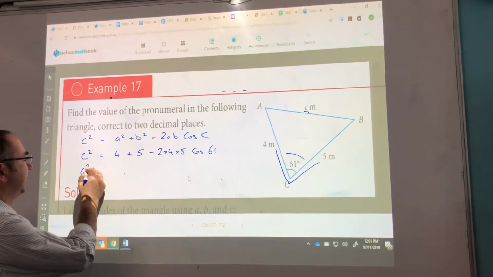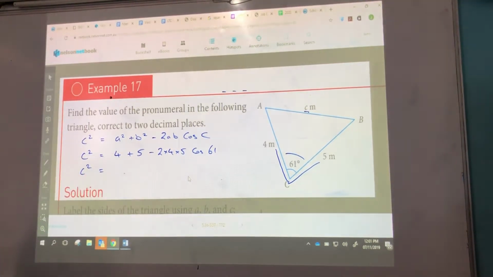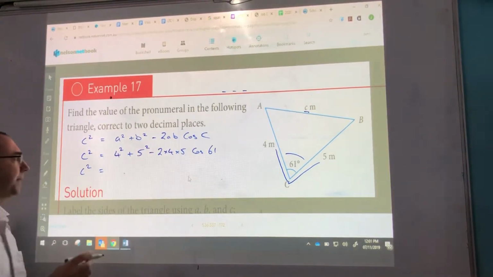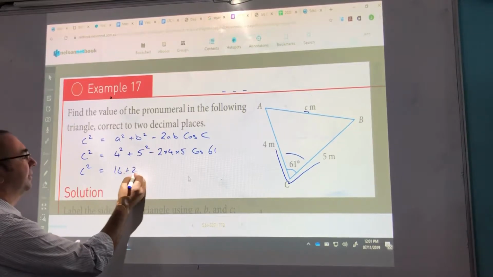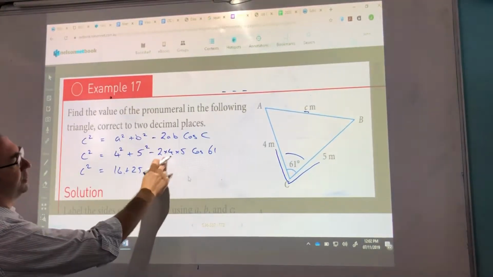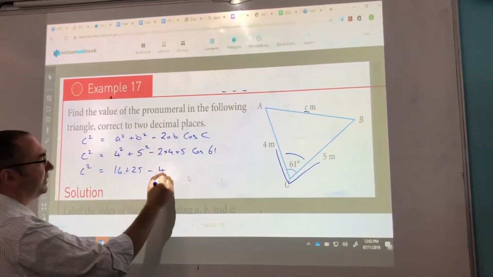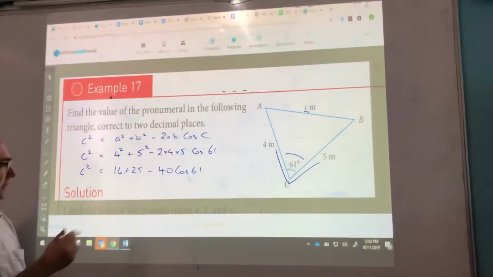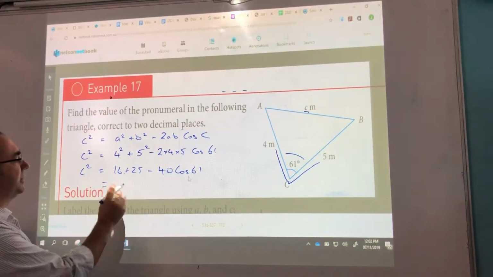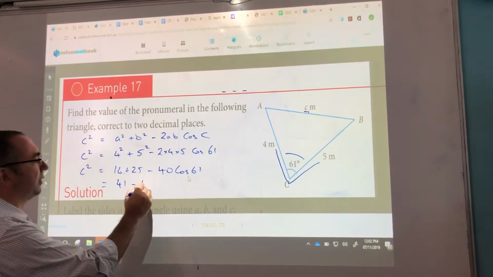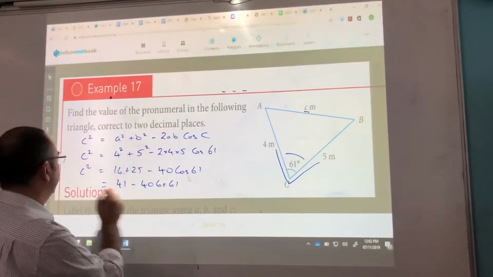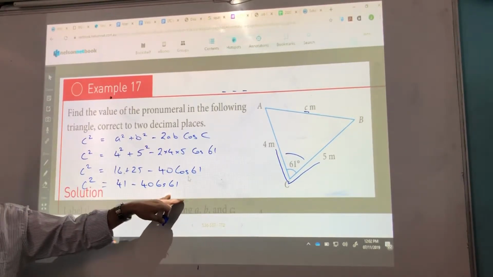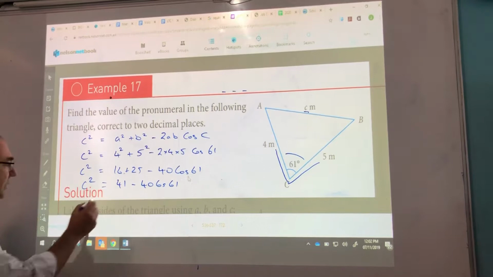Okay, let's do some of the arithmetic there. So, that's 4 squared plus 5 squared. So 4 squared is 16, 5 squared is 25, 2 times 4 is 8, 5 times 8 is 40, so that's minus 40 cos 61. Okay, so we're getting closer. So that's 16 plus 25 is 41, minus 40 cos 61, still c squared. We're at the point where we can't do anything more without evaluating cos 61, so let's do that.